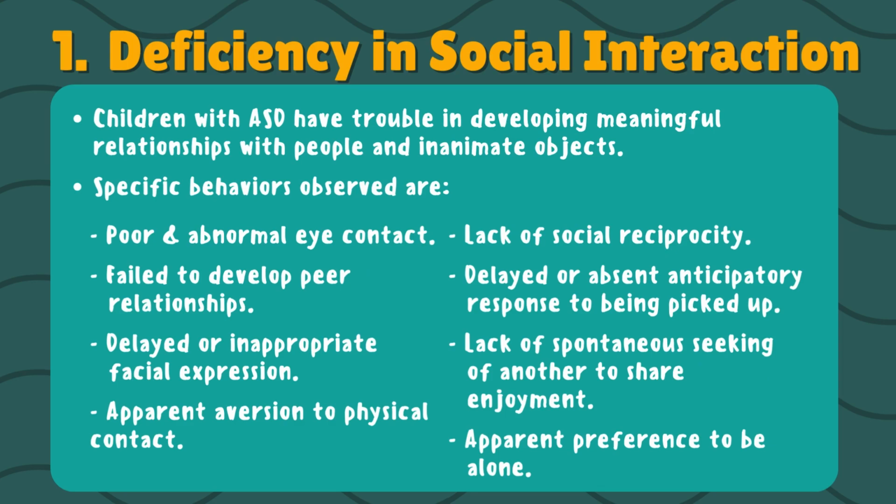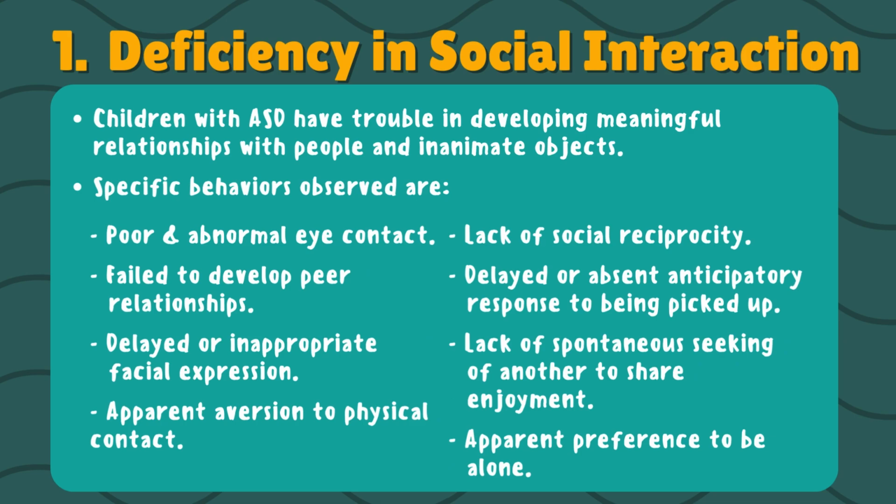Children with ASD have trouble in developing meaningful relationships with people and even inanimate objects. The specific behaviors observed are poor and abnormal eye contact, where they are unable to have eye contact or sustain eye contact. Fail to develop peer relationship is when they have trouble to make friends with children their age. Delayed or inappropriate facial expression is when they have trouble in expressing their emotion. Apparent aversion to physical contact is when they avoid any physical contact.